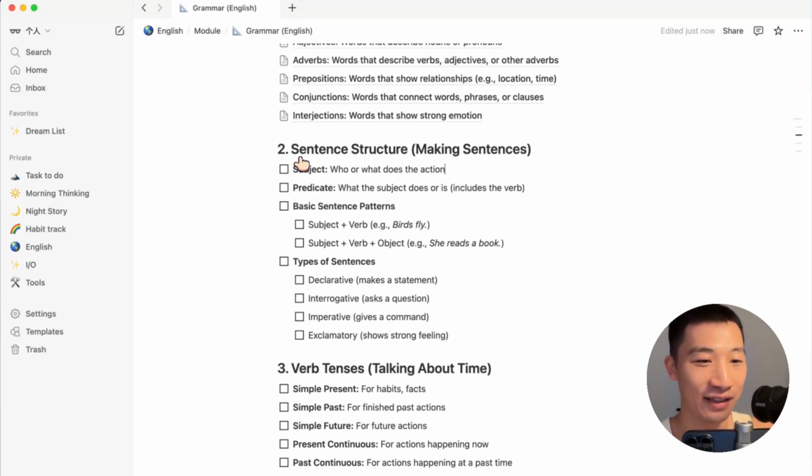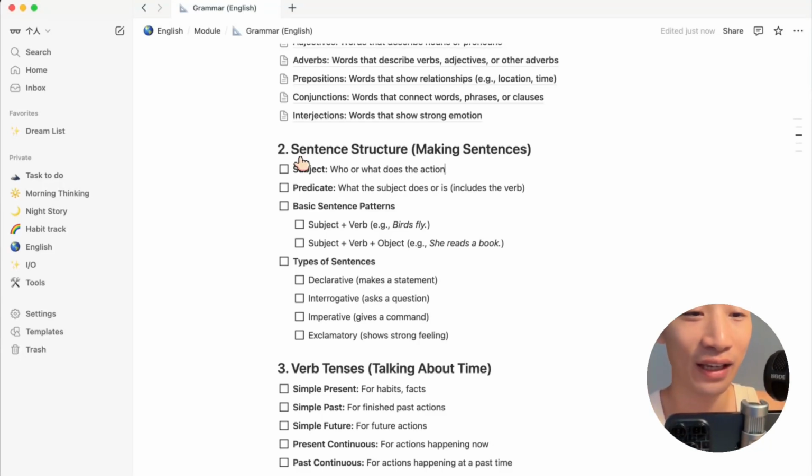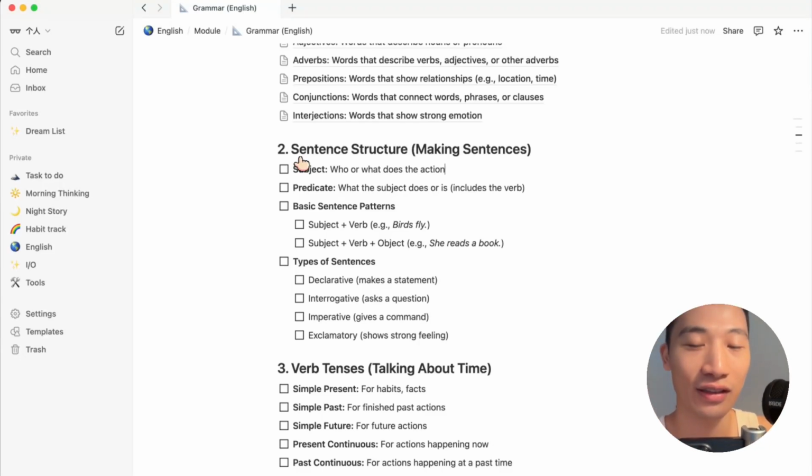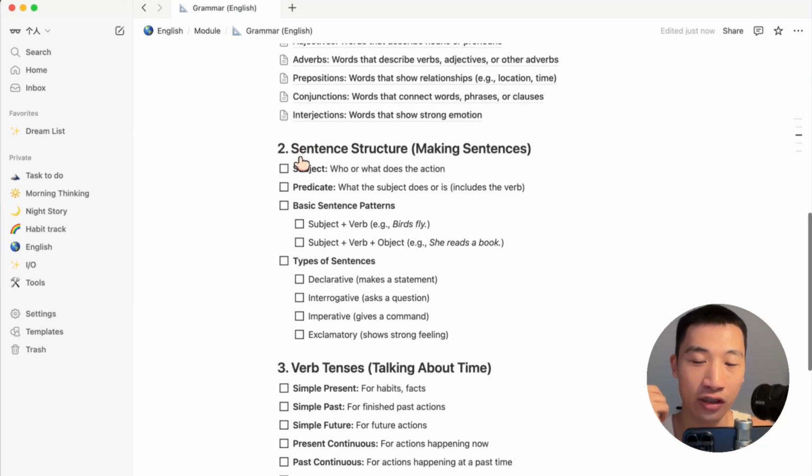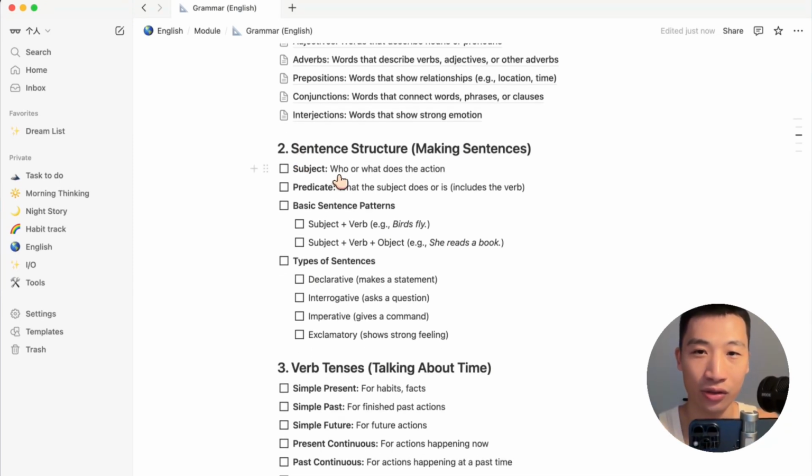Yeah, as you can see, what I'm doing is letting Gemini see my screen through the phone. So let's start. Today I want to learn English grammar about sentence structure. I want you to help me explain what sentence structure is.